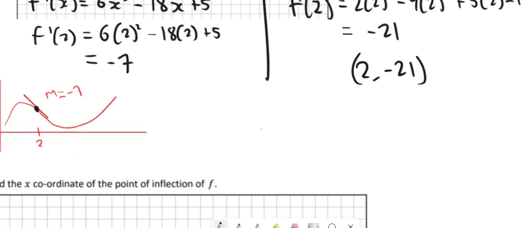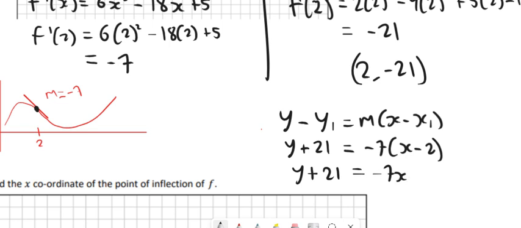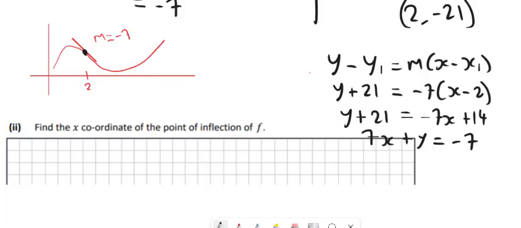And then I'm just using the equation of a line formula. So it's y minus y1 equals m by x minus x1. So that's y minus minus 21, so plus 21, is equal to minus 7 times x minus 2. So y plus 21 is equal to minus 7x plus 14. And just rearrange it a little bit to make it simpler. So 7x plus y is equal to minus 7. And that's the equation then of that tangent.